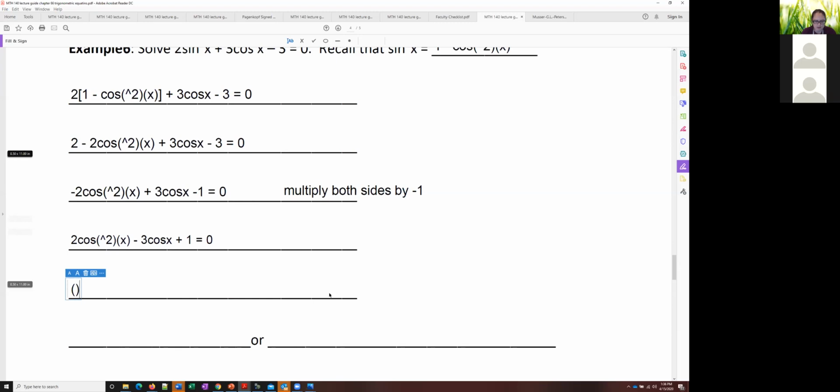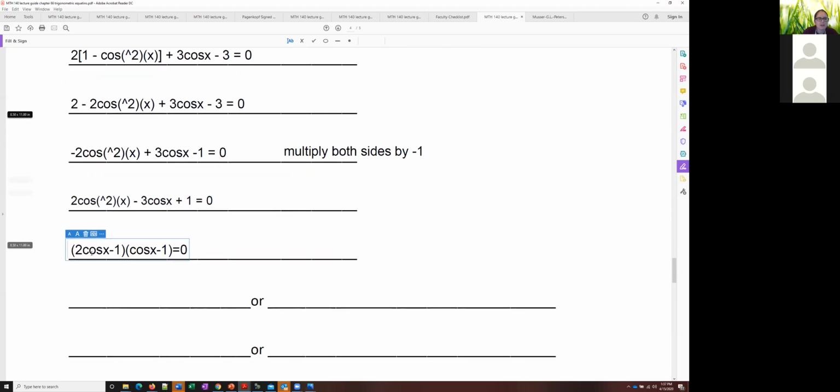All right, so I need 2 cosine squared. So I'm going to need 2 cosine x and cosine x. That'll make 2 cosine squared. And I'm going to need a plus 1, but a minus 3 cosine. So I think the only way to do that is to have a minus 1 and a minus 1. So let's just double check and make sure this works. So we get 2 cosine squared x, and we get a plus 1, and we get a minus cosine x and a minus 2 cosine x. So that gives us the minus 3 in the middle. Does that look okay so far?